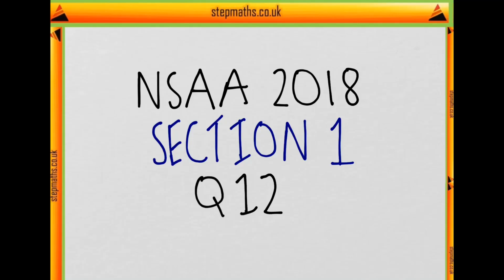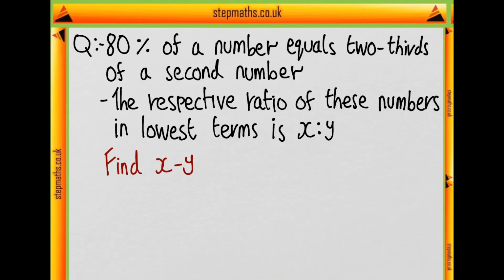This is question 12 from section 1 of the 2018 NSAA paper. In this question, we're told this confusing expression that 80% of a first number is equal to 2/3 of a second number. And the respective ratio of these numbers, first to second, in lowest terms is x to y. And from this, we're asked to find x minus y.